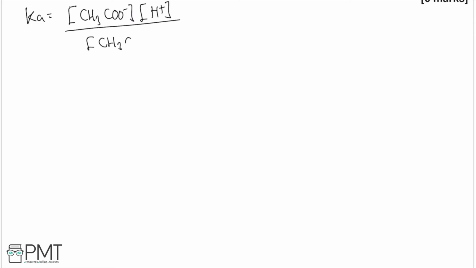Now we will begin by writing out the Ka equation, which is the concentration of CH3COO-, the concentration of H+, and then divided by the concentration of CH3COOH. For this type of question, I always separate my page to distinguish between the acid and the base.